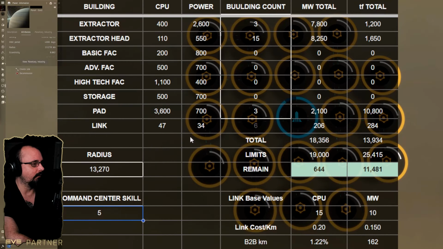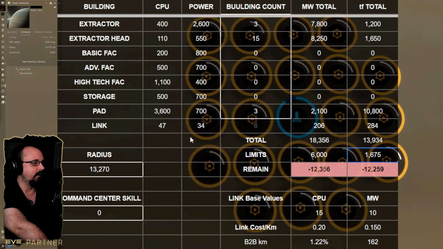And so the limits are: if you're at level 0, then it's 6,000 and 1,675. If you go to level 1, it goes to 9,000 and 7,057. When you go to level 2, it's 12,000 for power draw and 12,136 for CPU. Then level 3, 15,000 and 17,000. Level 4 would be 17,000 and 21,000. And then maxed out level 5 is 19,000 and 25,415. All that stuff can be found on the Eve University wiki page and everything like that.